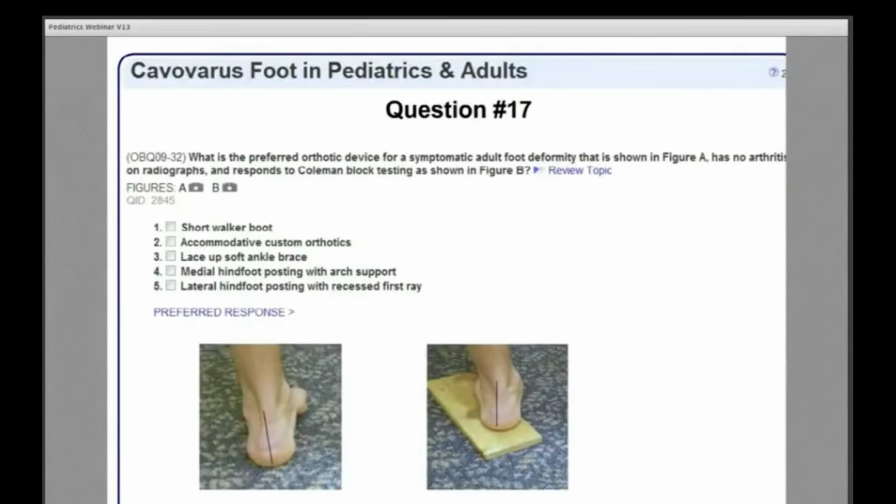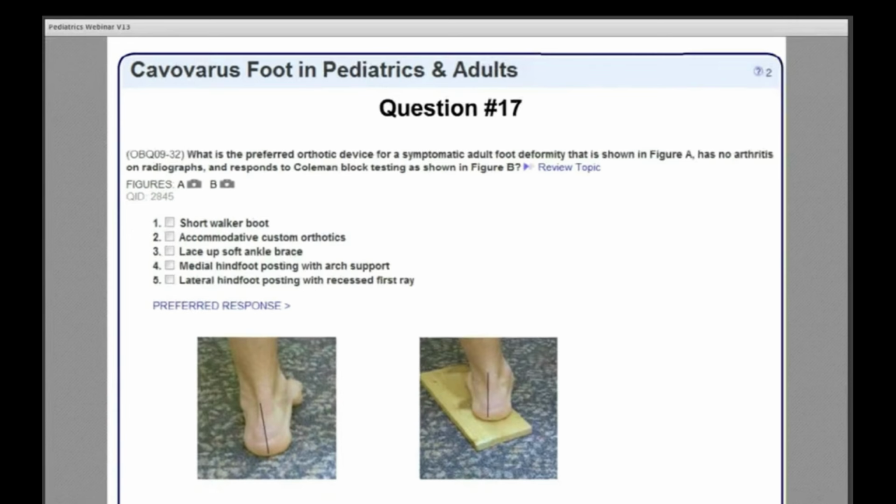What is the preferred orthotic device for a symptomatic adult foot deformity that is shown in Figure A, has no arthritis on radiographs, and responds to Coleman block testing as shown in Figure B? Figure A demonstrates a cavus foot, which also has hindfoot varus, and Figure B shows the correction of that hindfoot varus.